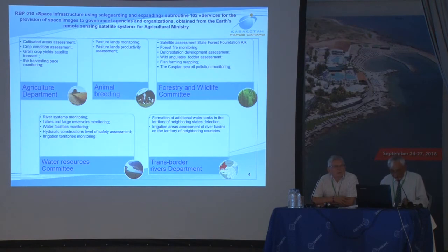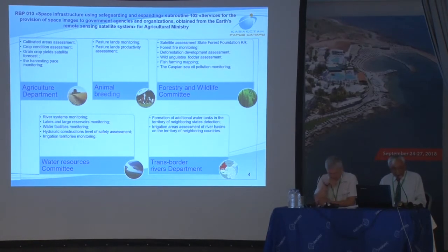Here you see RBP, which stands for a Republican or National Budget Program. Space infrastructure using, safeguarding and expanding with subroutine 102, services for the provision of space images to government agencies and organizations obtained from the Earth's remote sensing satellite system. We provide that to the Agricultural Ministry for free.